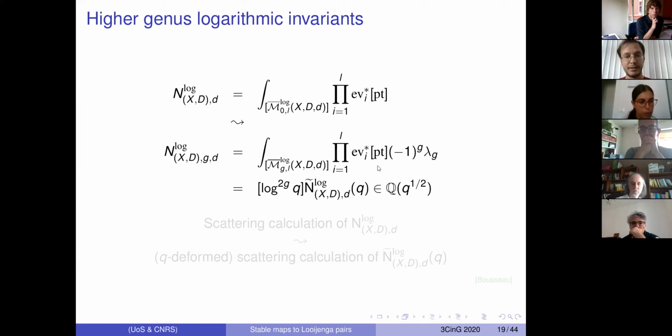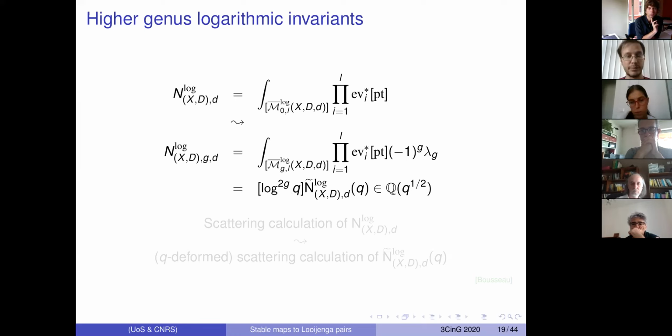space. And we can pack together the invariants that we compute in this way into some generating function with a formal parameter given by the logarithm of q. This will actually turn out to be a rational function of q to the half.